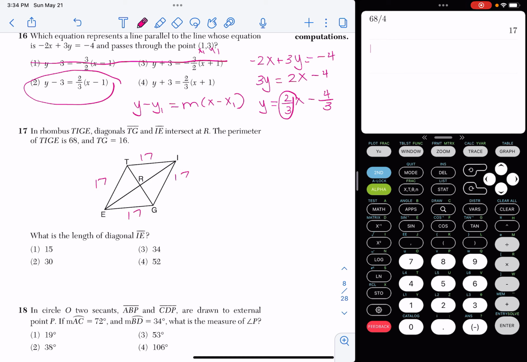And TG is 16. I'm going to split that in half because the diagonals of a rhombus bisect each other. We want to find the length of IE. Let's pull out one of these right triangles in here. You could use Pythagorean theorem or know that this is a Pythagorean triple. 8, 15, 17 is a triple. So that's 15. Since the diagonals bisect each other, RI is 15 as well. And so total, we're looking for IE, add 15 and 15, and you get 30.